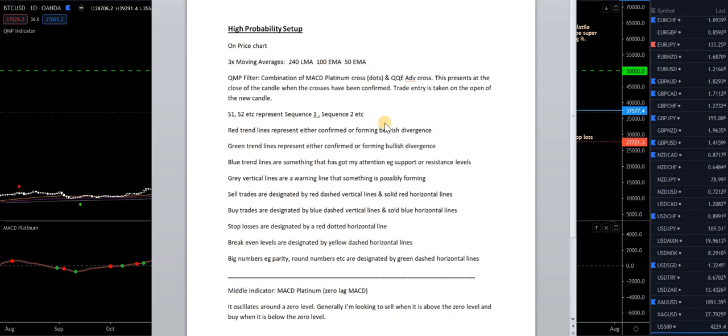So here's my setups again, what the charts mean, all different colours, etc.